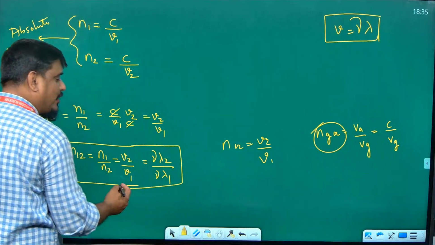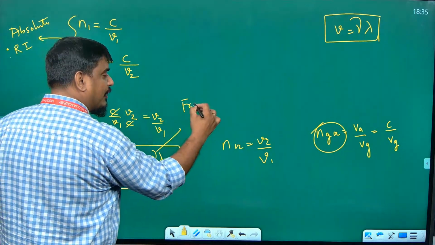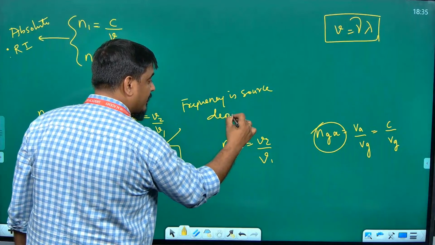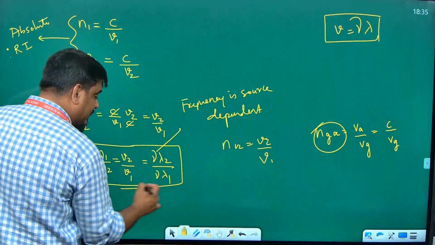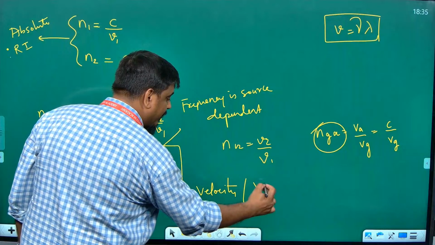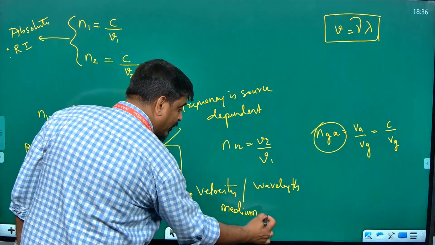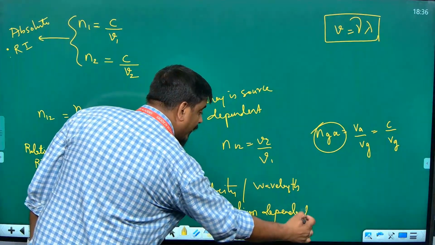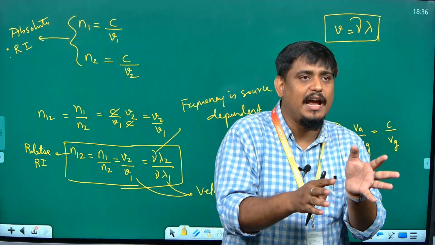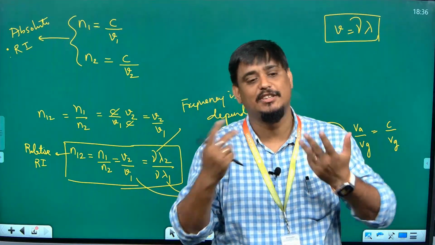You may ask me why you have taken nu, why not nu 2? Because frequency is source dependent, frequency will not change. But velocity and wavelength, they are medium dependent. This question has come in the board examination. Question came like, when the light is traveling from one medium to another medium, what changes and what remains constant? Frequency remains constant, velocity and wavelength change.